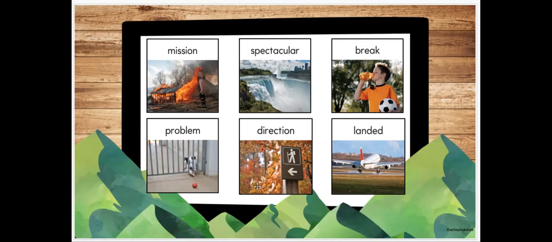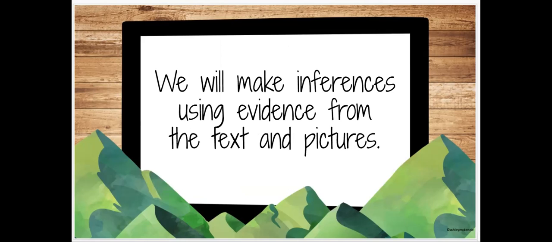So say direction. Break. A break is like your GoNoodle break. It gives you a time to take a breath, to drink some water, go to the bathroom, give your brain a little break before you start something new. Say landed. Landed here shows us a picture landing. That means it's come down from the sky to the ground. Landed.